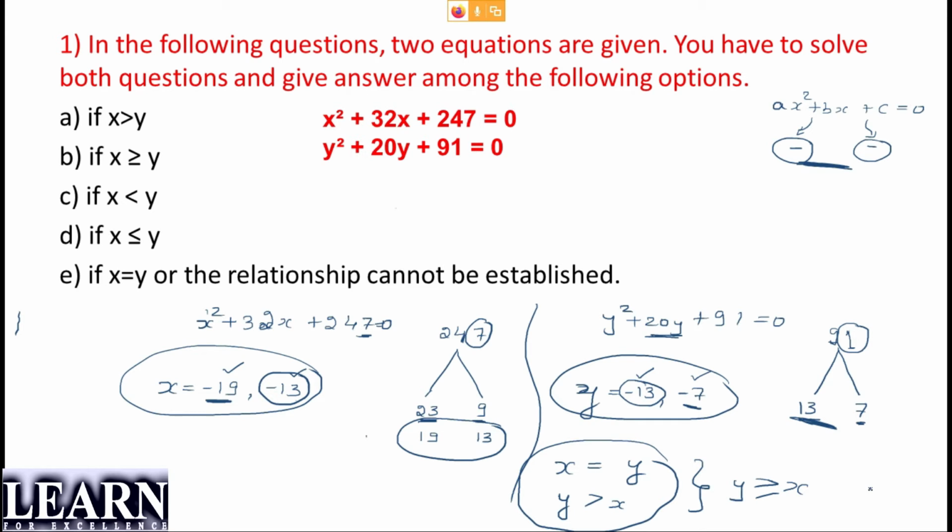So if I'm going to look into this, we have one option which talks about D, which says x is less than or equal to y. If x is less than or equal to y, it talks about y is greater than or equal to x. Is it clear, guys? So this is where we can use this factorization shortcut technique to answer the question instead of going with actual factorization. Everyone got this question?